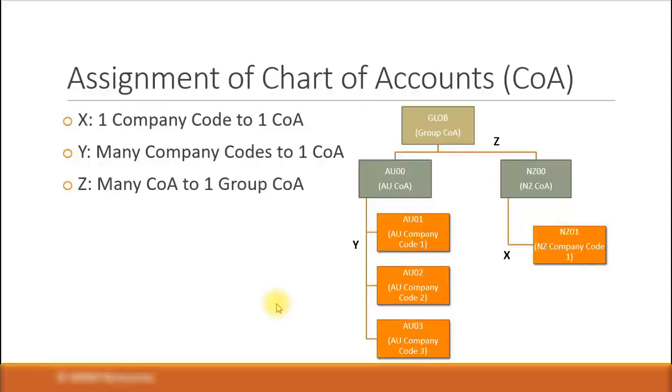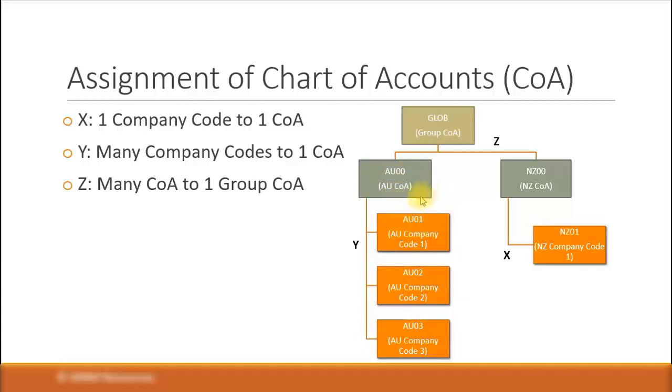Now let's look at the assignment of the chart of accounts. You can assign one company code to one chart of accounts. In this example, I have a company in New Zealand and I have assigned it to my New Zealand operational chart of accounts. That is my X scenario. Over here I put as X. Then if you have multiple companies in your country, here I have given an example, I have 1 company, 2 companies, 3 companies in Australia, then I can assign all these companies to one chart of accounts, that is my AU00.